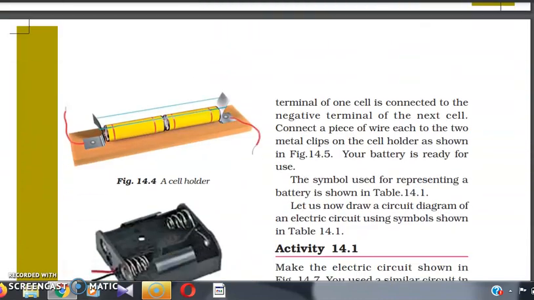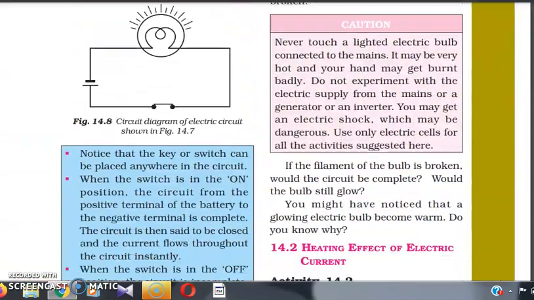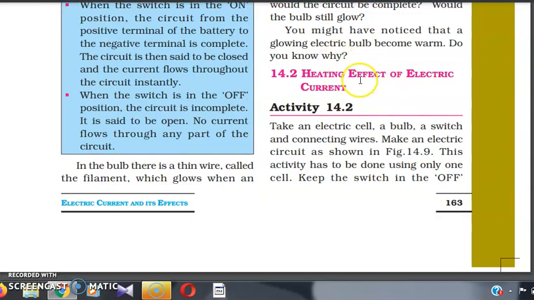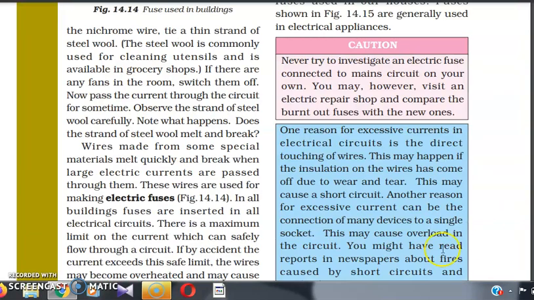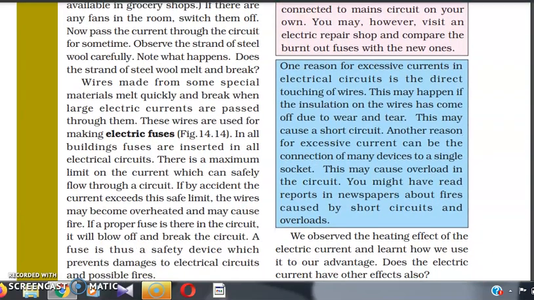Also, we have learned in our last classes about the heating effect of electric current and its different applications. How heating effect of electric current helps us to use different appliances in our day-to-day life. Also, we have learned about an electrical safety device, that is electric fuses. If the electricity runs beyond the capacity, then the electric fuse melts. That gives protection to our electrical appliances. We will continue our discussion from here.